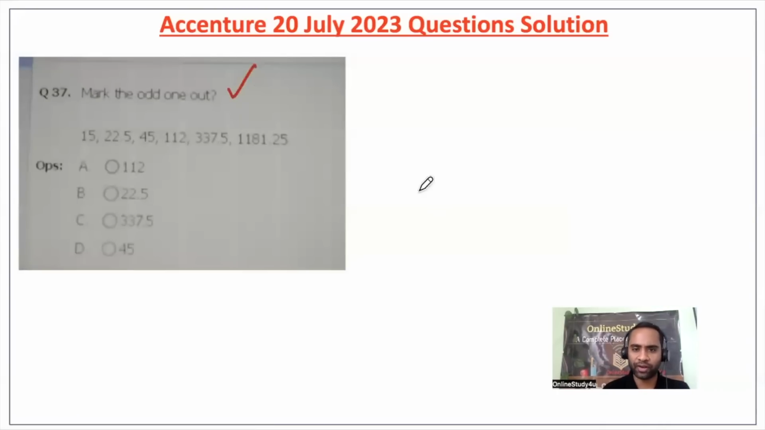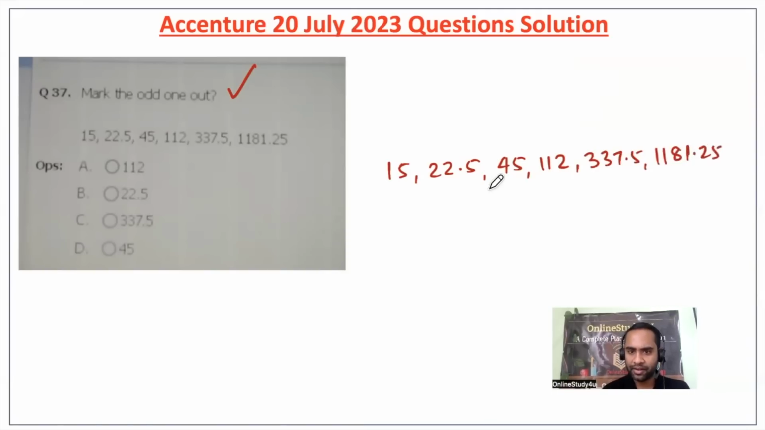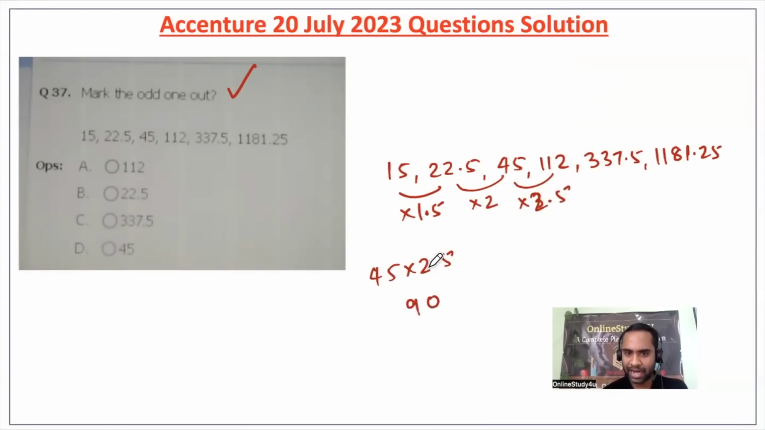Next, mark the odd one out. So we have 15, 22.5, 45, 112, 337.5, and 1181.5. A similar question we have done in the beginning. Each term is multiplied by 1.5, 2, 2.5 and so on. 22.5 into 2 is 45. Then 45 into 2.5: 45 into 2 is 90, and half of 45 is 22.5, so it is 112.5, but here it is mentioned 112. So this is where the problem is. So option A will be the odd one out.